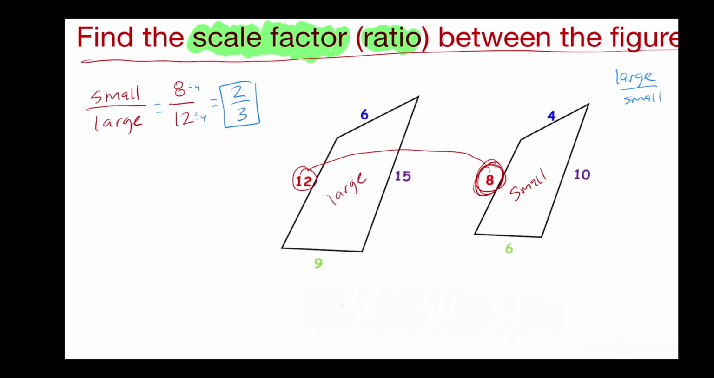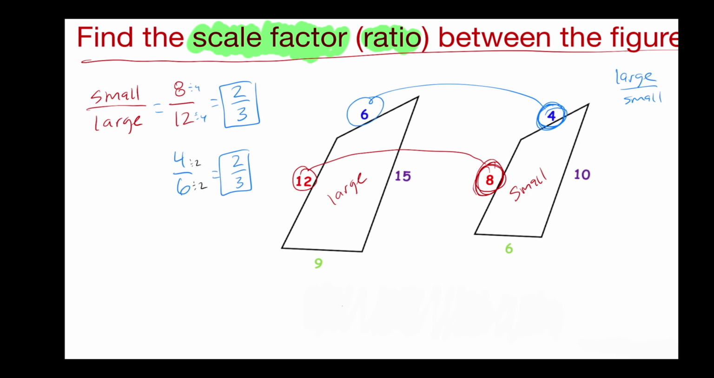All right, let's do the blue sides. Let's try the blue sides. Here's 4. What side matches 4 on the large triangle? Because we got to do small first. I put small on top. What side matches 4 on the large triangle? 9, 15, or 6? 6. Very good. Good job. So it's 4 to 6. And if I simplify that, what can I divide 4 and 6 by? By 2. Very good. And I get 2/3. Okay, so far so good.